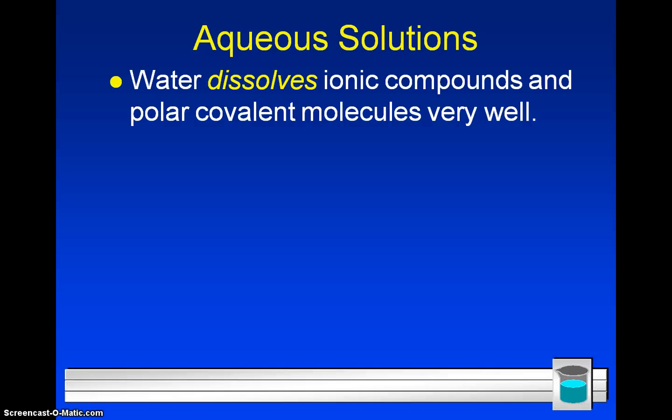Now, the polarity of water is what makes water what we call the universal solvent. It's been given that name because it's polar, it's got a positive and negative end. When we put ionic compounds into it, it will dissolve those ionic compounds. The positive charge cation will be attracted to the negative side of the water, and we say that the ionic compounds dissociate or break apart.